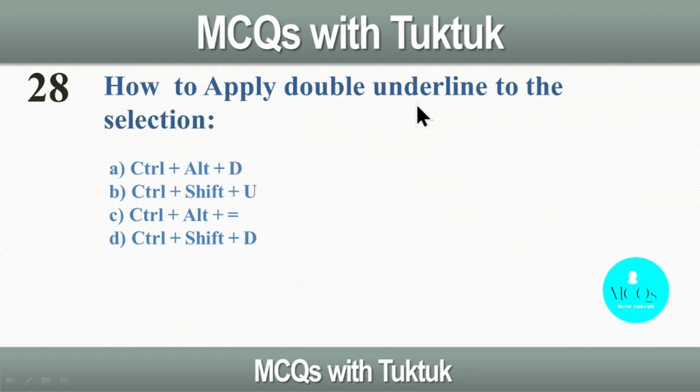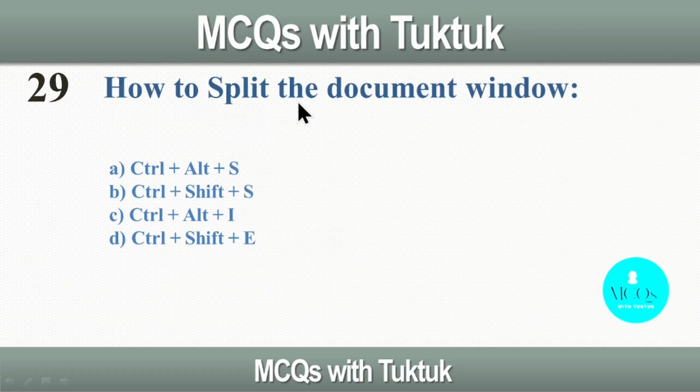How to apply double underline to the selection? To apply double underline to the selection, Ctrl plus Shift plus D. Next question, how to split the document window? To split the document window, that is Ctrl plus Alt plus S.